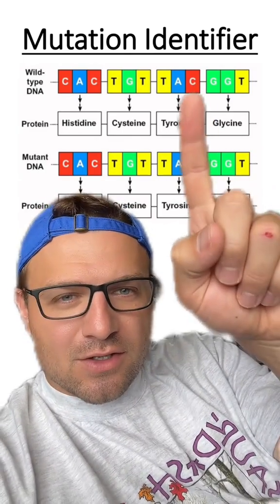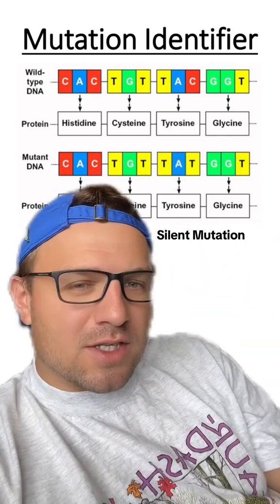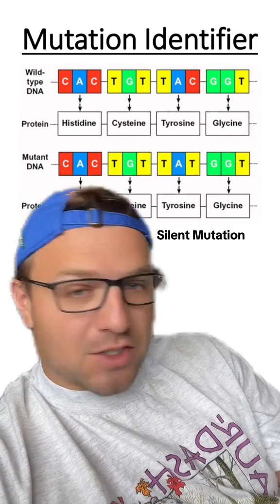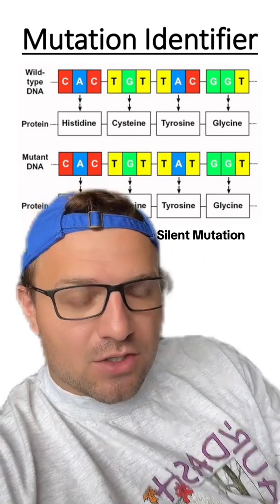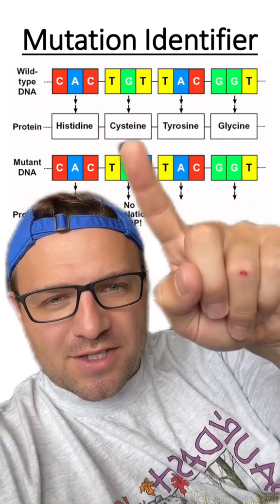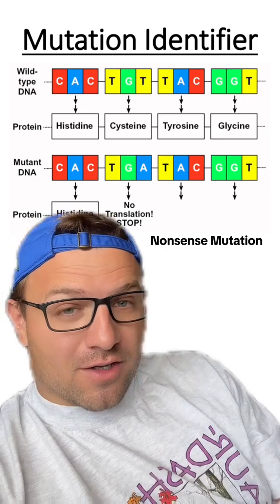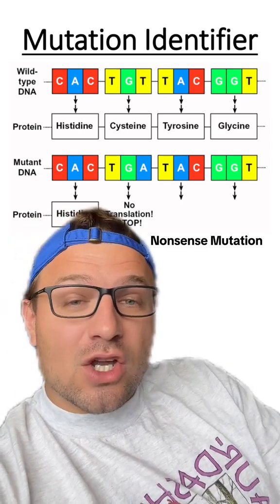You can see the C nucleotides changed to a T and the tyrosine didn't change, which means this is an example of a silent mutation since the amino acid sequence didn't change. And here's our last example. You can see this T changed to an A, which changed cysteine into a stop codon, which means translation is going to stop and won't go further. So this is an example of a nonsense mutation.